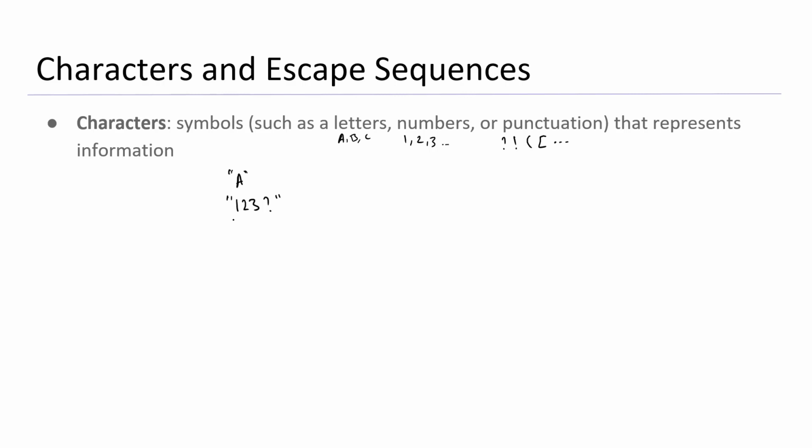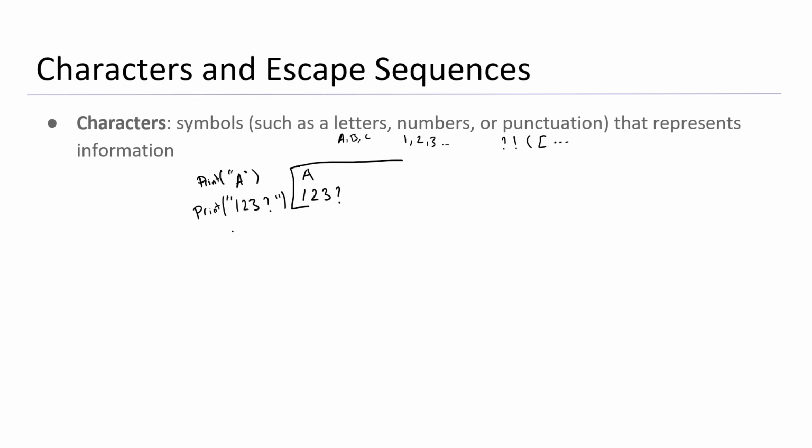Now, for most of the characters in Python, when you put a character in a string and you pass it to a print function, that character is displayed as it is. So for example, let's say I pass this string to a print function. What would the print function produce? On your screen, the print function will produce the letter A. And the same for the second string. Let's say I pass this to a print function, and what's going to be displayed on the screen is the string 1, 2, 3 question mark.